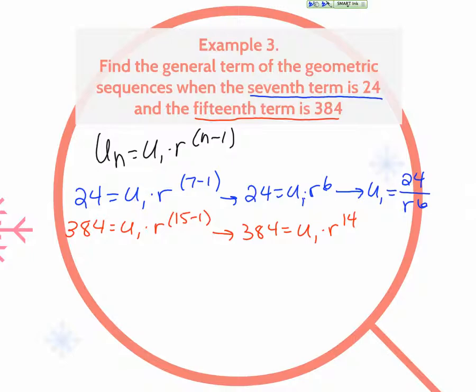Again, just kind of stick with me here. And we can do that same thing. So I can take my first term equals 384 divided by r to the 14th power.